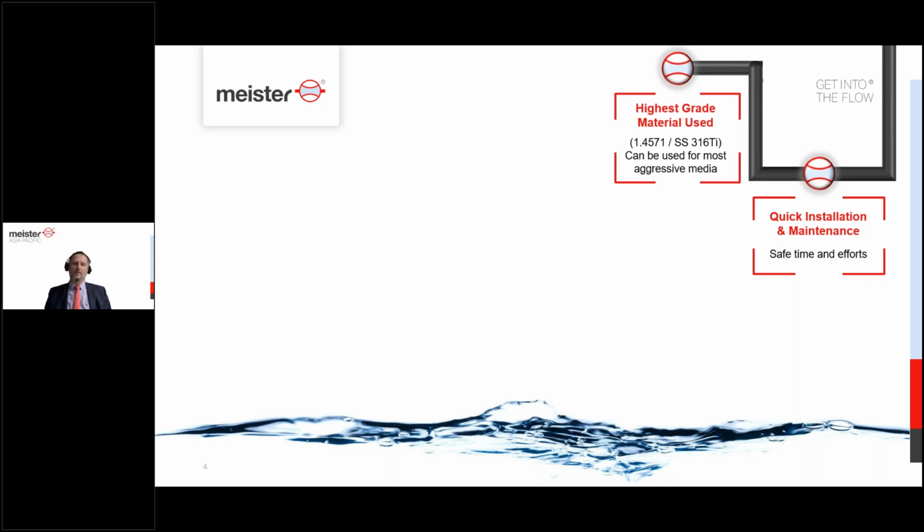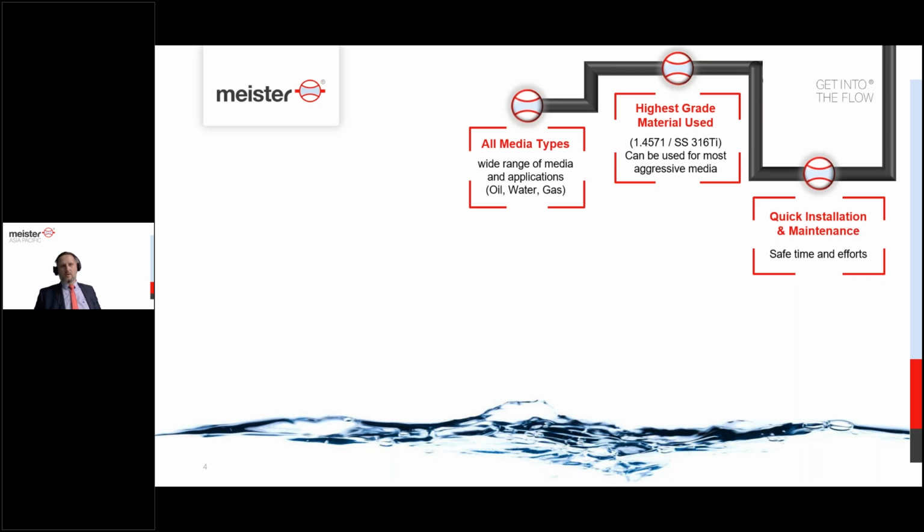Another advantage is that these flow meters can be produced with the highest grade material. We have stainless steel with the European code 1.4571, or the American standard would be the 316 Ti with added titanium. So that can be used for high temperatures and with most aggressive media. That's another advantage that makes our variable area flow meters very versatile in all different environments.